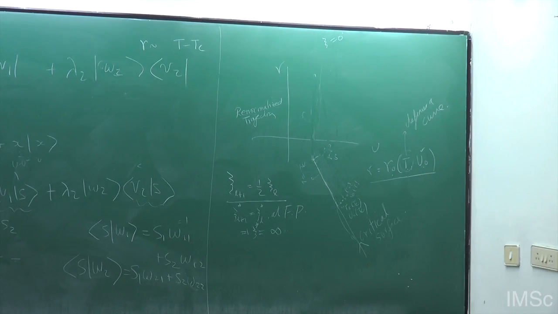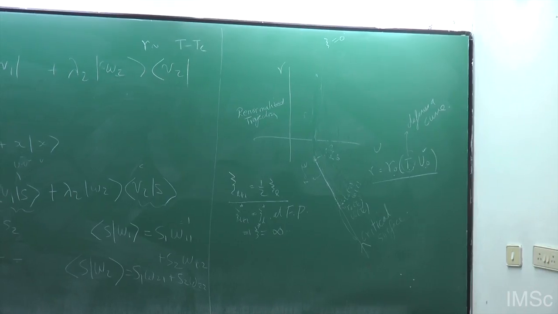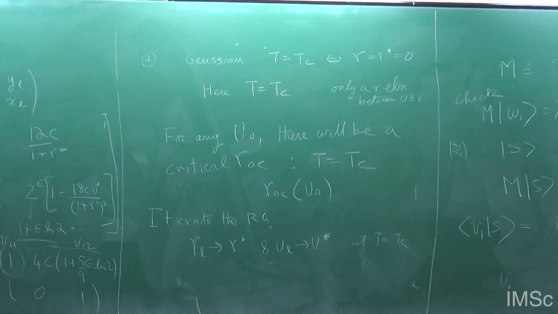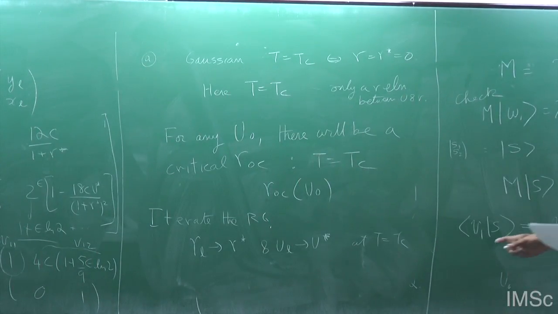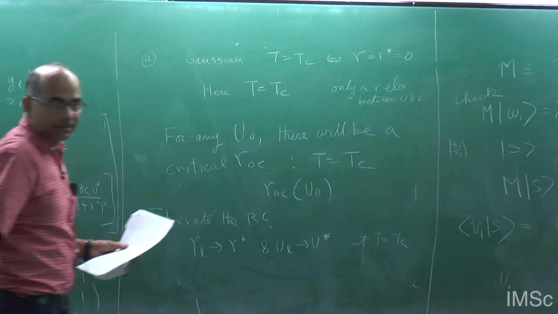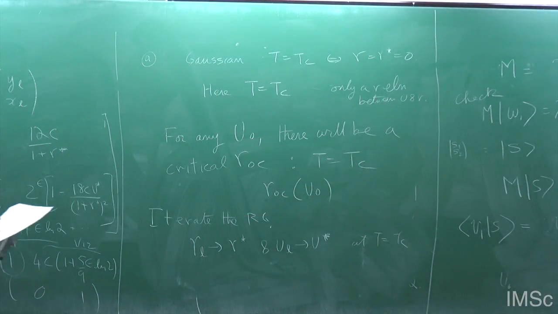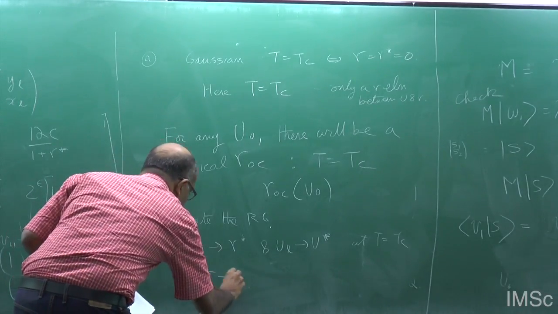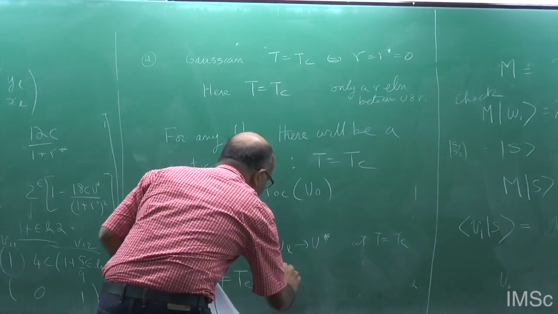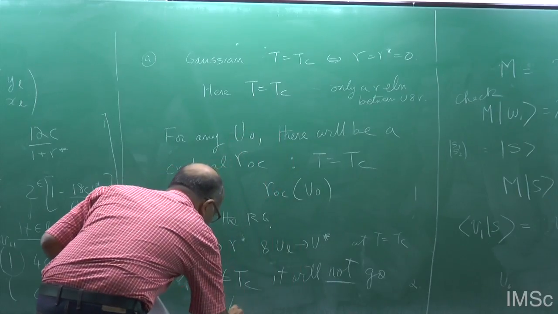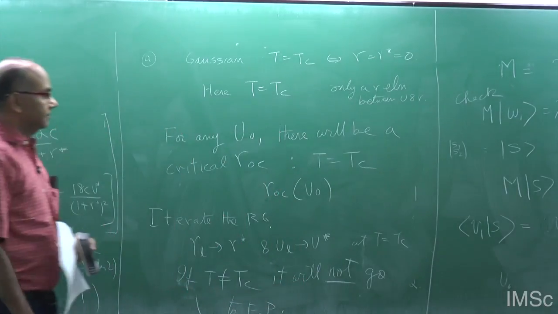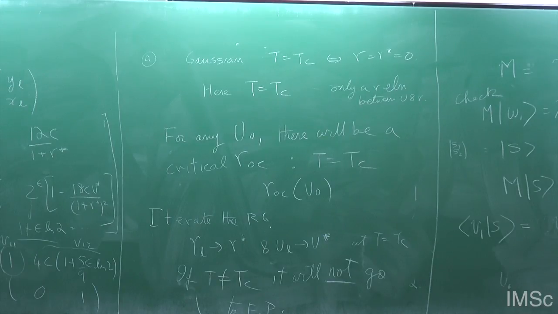So if you iterate at t equals Tc, the iteration will take you to that critical point. If you're not at t equals Tc, it will not. That defines Tc by definition. I'm defining it as my Tc. If t is not Tc, it will not go to the fixed point. That's just a definition of Tc as the set of points that go to the fixed point.